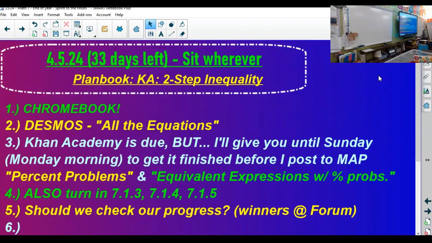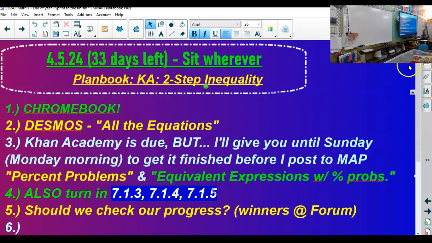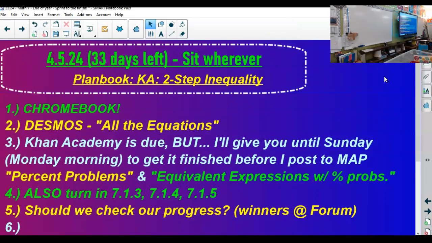But you guys know homework is due Friday, right? So, paper homework, if you haven't turned in your paper homework, 7, 1, 3, 4, and 5, turn those in. I'm probably going to put those in math today right after school during staff meeting. But your Khan Academy, I will give you until Monday morning to get done.